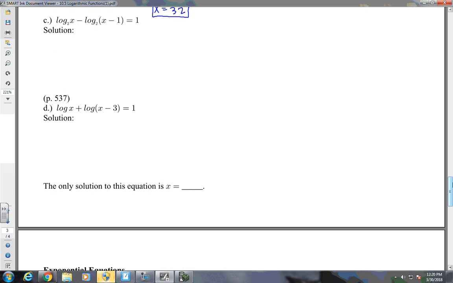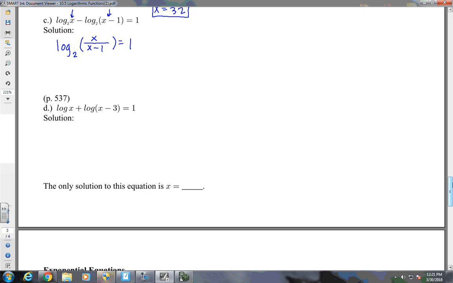So let's begin. We have log base 2 of x minus log base 2 of x minus 1 equals 1. On the left side, we're subtracting two logarithms. One of our properties says that if we're subtracting two logarithms, we can condense them into a single logarithm with the same base, and in the argument position, we're going to divide those arguments. So I'm going to take the first one, x, and divide it by x minus 1. So when we're subtracting logarithms and we want to condense, the new argument is the quotient of the two original arguments.